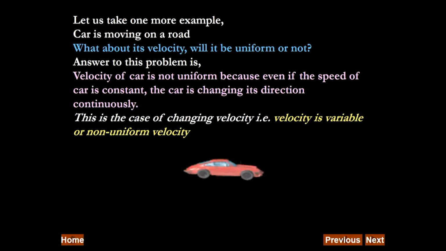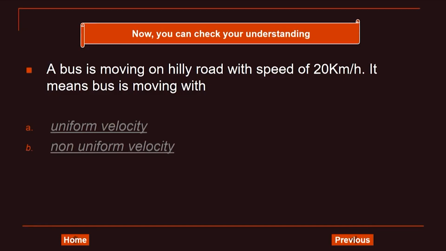A car is moving on a road. What about its velocity? Will it be uniform or not? The answer to this problem is that the velocity of the car is not uniform, because even if the speed of the car is constant, the car is changing its direction continually. This is the case of changing velocity, that is, velocity is variable or non-uniform velocity. Next slide. Now you can check your understanding.